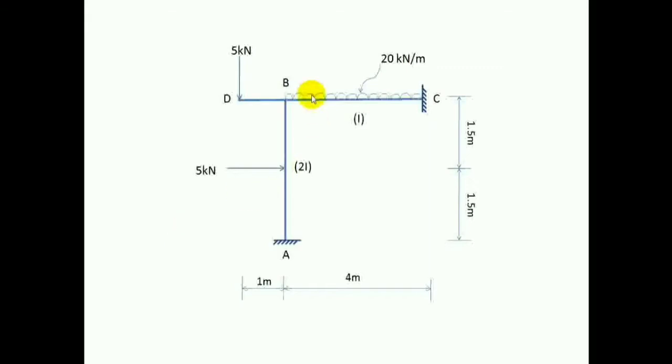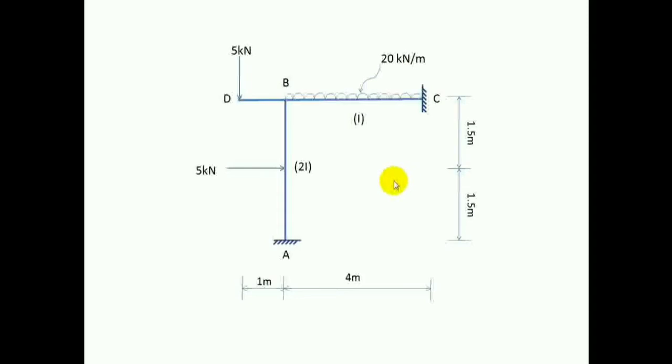Now come to the portal frame problem. In this example I have considered EI variation. So this column has different stiffness, and this beam BC has different stiffness. Of course this is a portal frame. Without provision of fixed support at A and C, this structure has become an indeterminate type of structure.